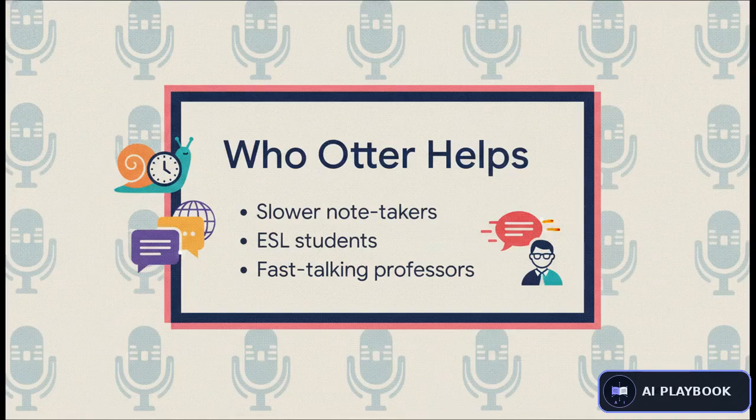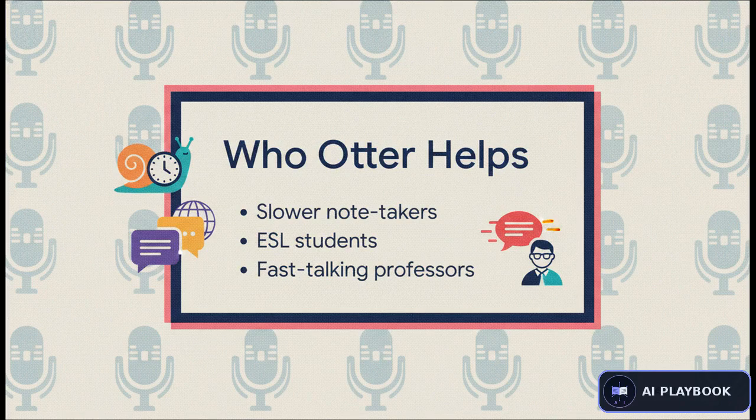Otter is an amazing tool that records and transcribes lectures in real time, handing you a fully searchable summary right afterward. If you're a slower note taker, if English is your second language, or honestly, if your professor just talks incredibly fast, this is an absolute lifesaver.